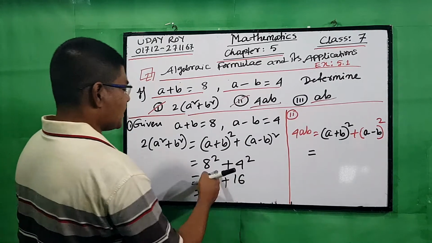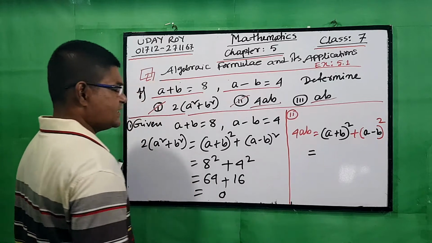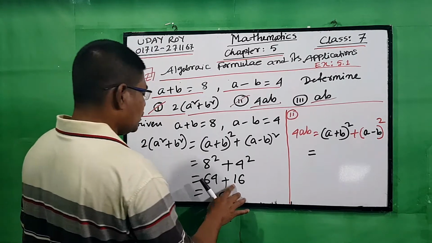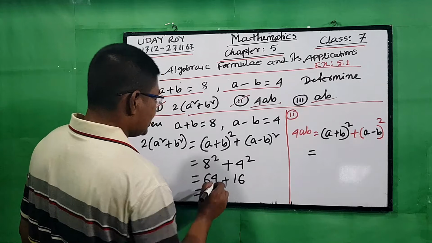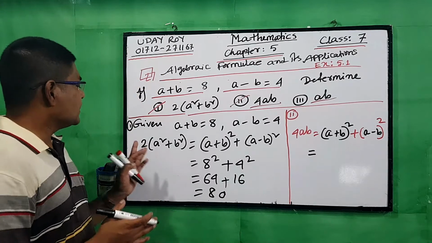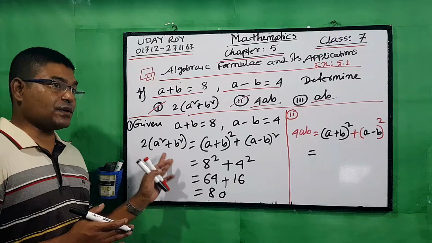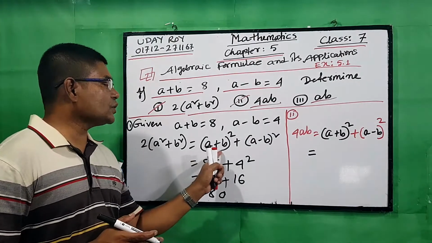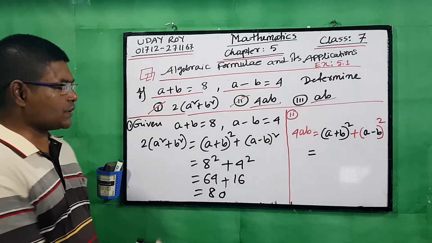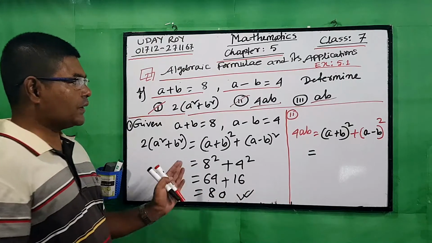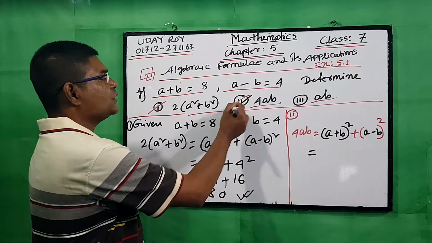Okay, 6 plus 4, 0 and 1. Here 1 plus 1, 2 plus 6. Here is 80. So we have got the value of 2 into a square plus b square. Be careful: 2 into a square plus b square is a plus b whole square plus a minus b whole square. Just putting the values, we will get the answer. Okay.